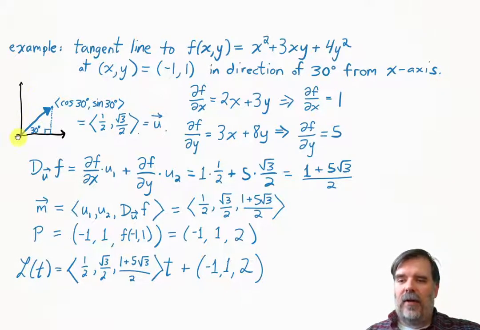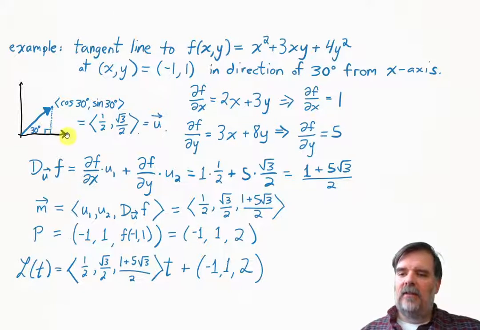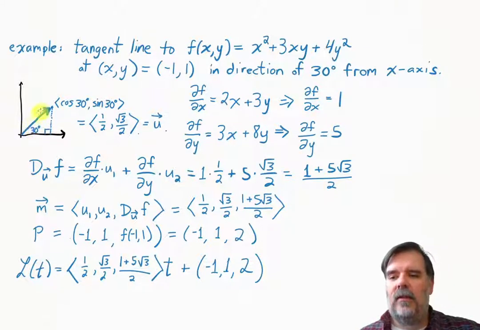And so here's the diagram on the left. Here's our x-axis. We want a vector pointing at a 30-degree angle from the x-axis. Well, the equation of this is going to be (cosine 30 degrees, sine 30 degrees). Actually, those numbers are 1/2 and radical 3/2. So that's going to be our unit vector u.